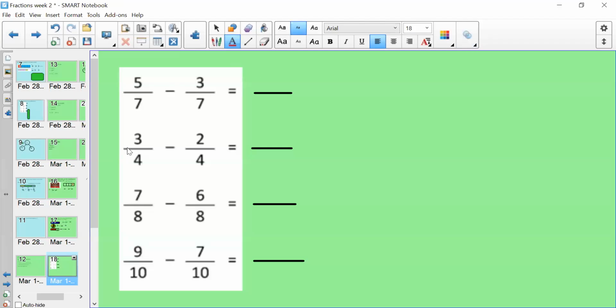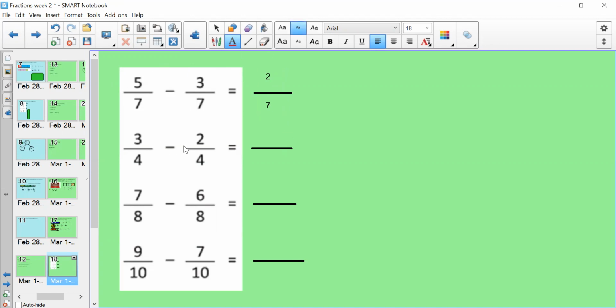Okay, fantastic. So again, we know the rule for subtracting and for adding is we only subtract the numerator, the denominator stays the same. So we've got 5 take away 3, which is 2. And then the denominator stays the same, so we've got 2/7.